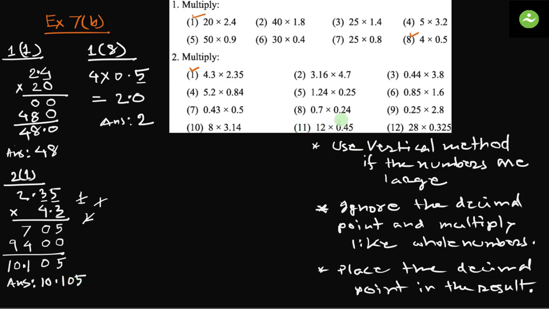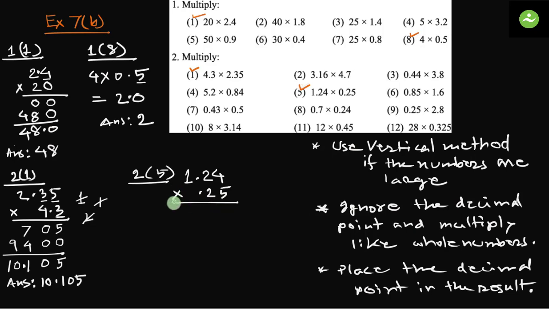Let us do another double decimal fractions. So let us do number 5. Question 2, number 5. 1.24 and 0.25. As we said, ignore the decimal point and multiply like whole numbers. So this is 124. But we do not write 124. We write exactly what is written there, 1.24. But we can always ignore the 0. 0 has no value. So instead of writing 0, we write .25.